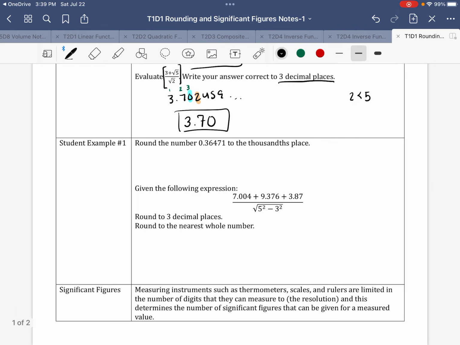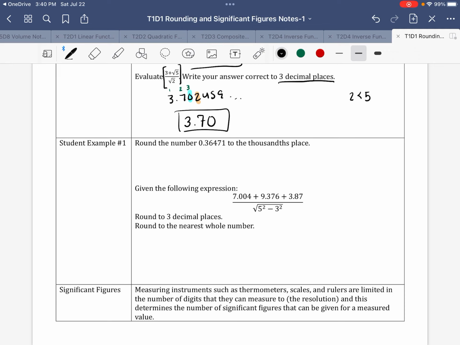When we talk about the term significant figures, we're identifying the extent of the accuracy we're using when we measure some amount, right? So measuring instruments like thermometers or scales or rulers are limited in the number of digits that they can measure to, or the resolution. And that determines the number of significant figures.